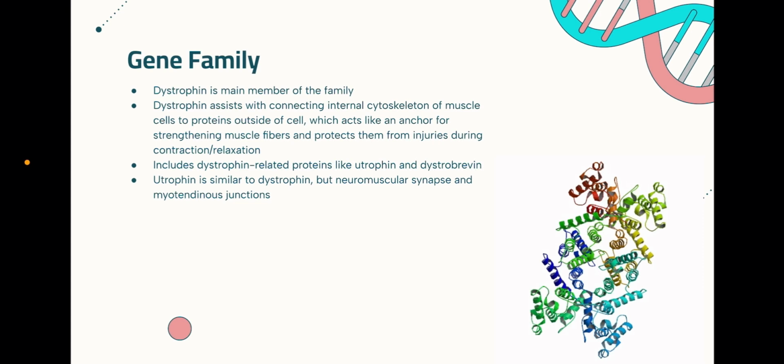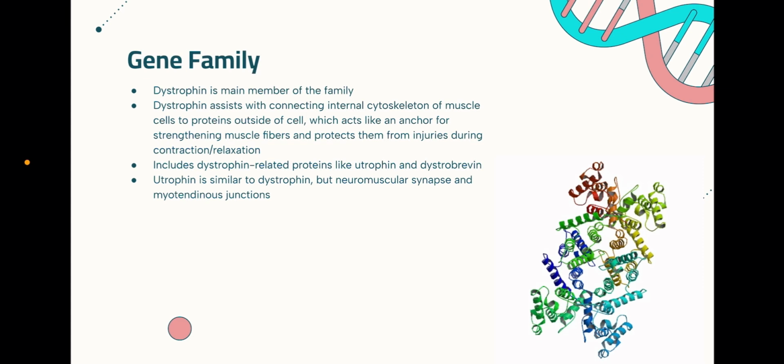So now I'm going to get into the gene family topic. So the main protein that this gene encodes is dystrophin. And it is basically the main member of the family. And dystrophin assists with connecting the internal cytoskeleton of muscle cells to proteins outside of the cell. And that can act as an anchor for strengthening muscle fibers, and that will protect them from injuries during contraction and relaxation. And this just prevents muscle cells from getting damaged.